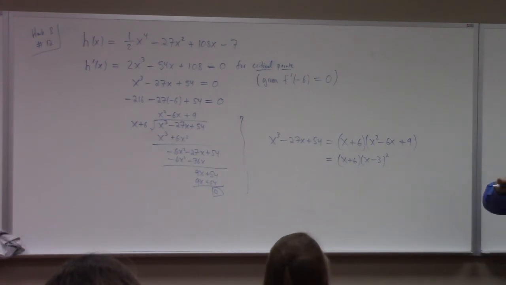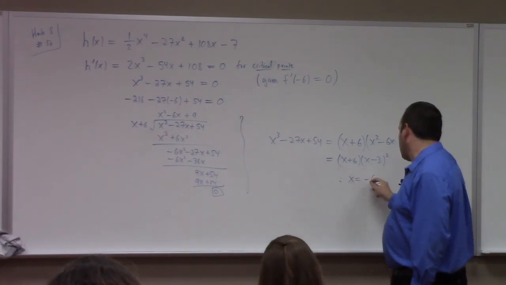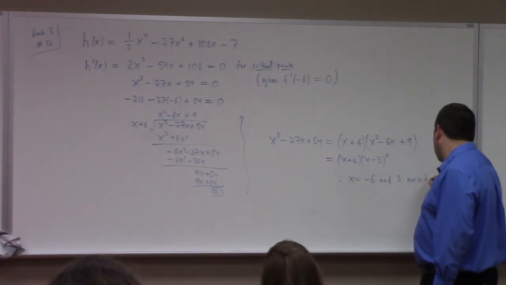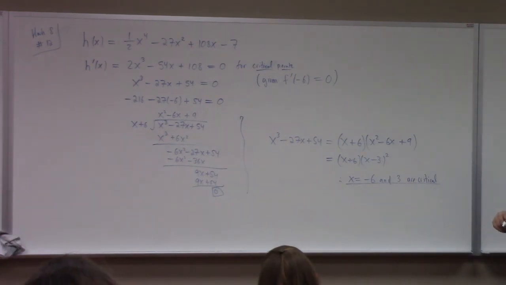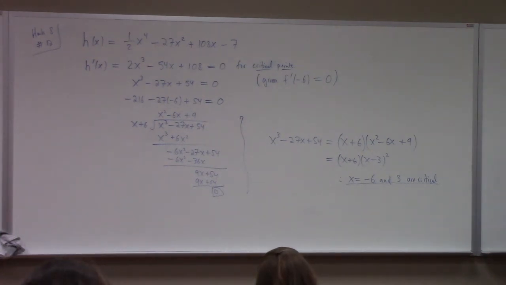Okay, now we have the algebra done, though. What are the critical numbers? x equals minus 6 and 3 are critical, right? Those are places that you've got a horizontal tangent. And then we draw the sign chart. Put in our handy-dandy critical points. So f prime of x was what? After the dust settles, it was 2 times x plus 6 times x minus 3 quantity squared. So I've got one critical number at minus 6. I've got the other one at 3.